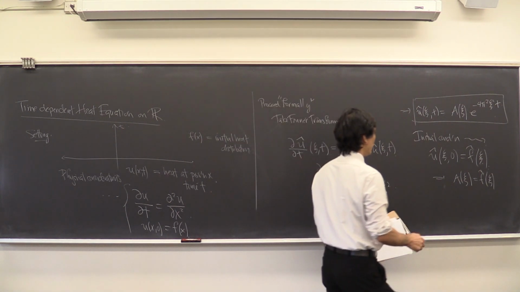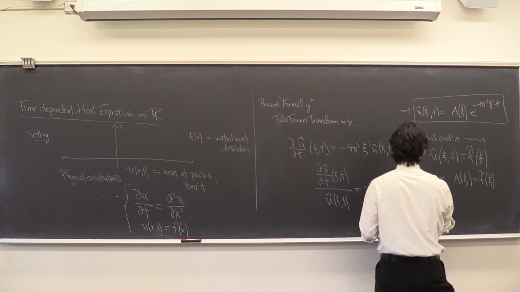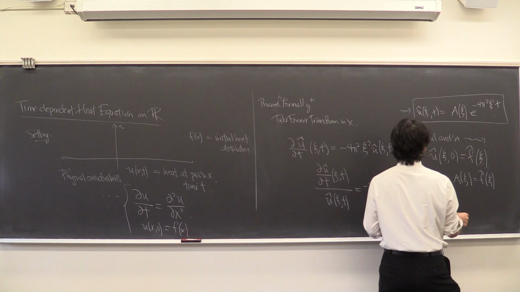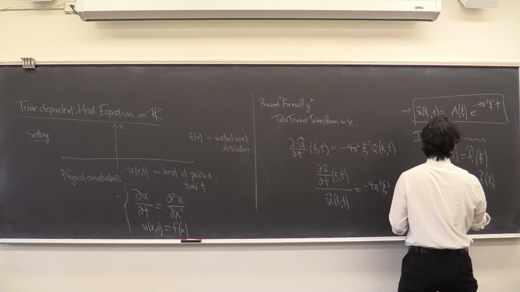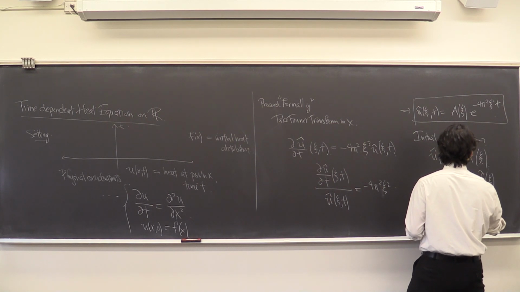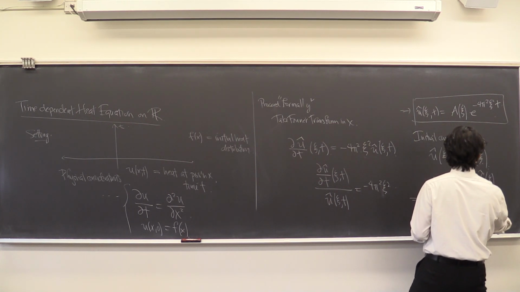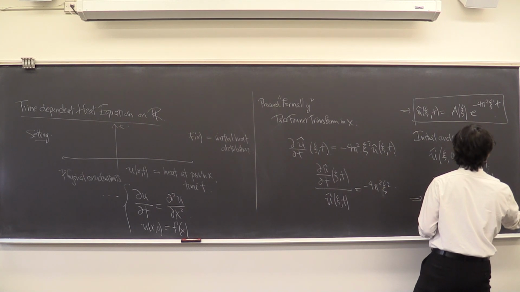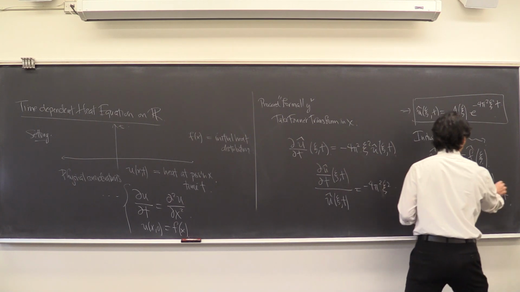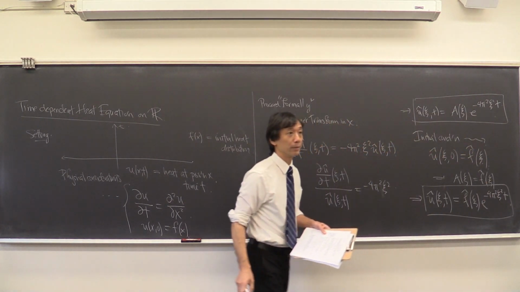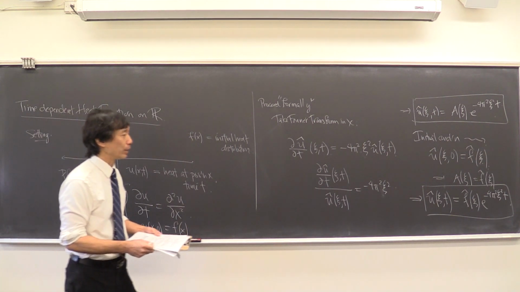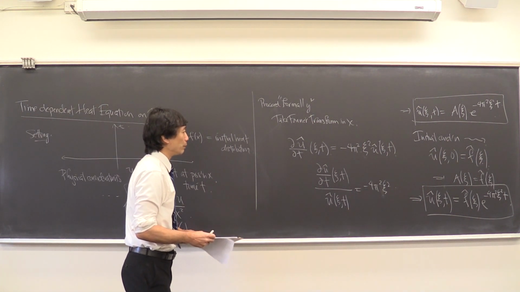And so what do we get? In the end, if everything we did was legal, then u hat of xi, t would have to be f hat of xi times e to the negative 4 pi squared xi squared t. So that's what our solution will look like.